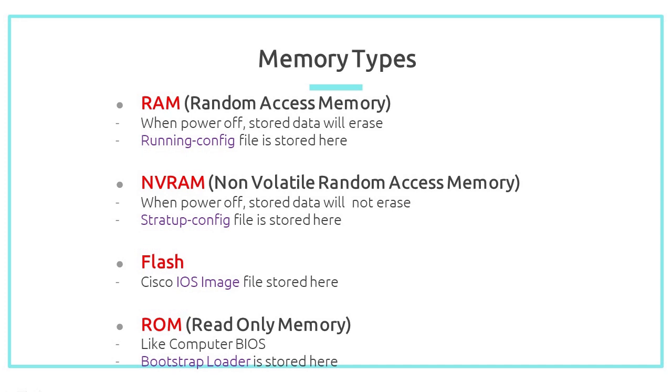Memory types in a Cisco device. RAM, random access memory: when the device powers off, stored data will be erased. The running config file is stored here. NVRAM, non-volatile random access memory: when the device powers off, stored data will not be erased. The startup config file is stored here. Flash: the Cisco IOS image file is stored here. ROM, read-only memory: like the BIOS in a normal PC, the bootstrap loader software is stored here.